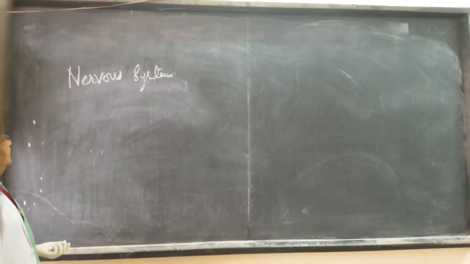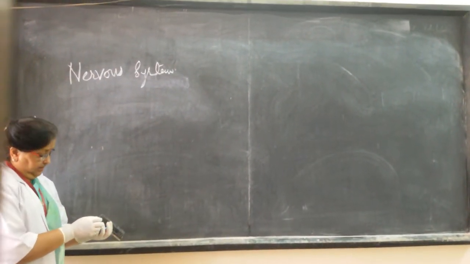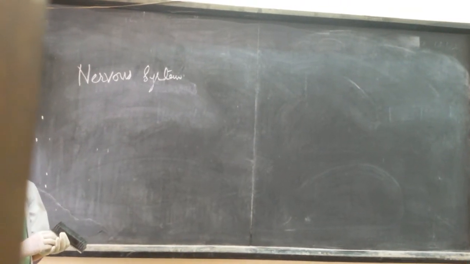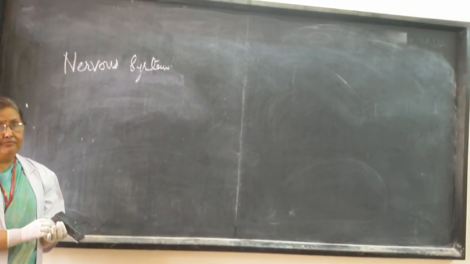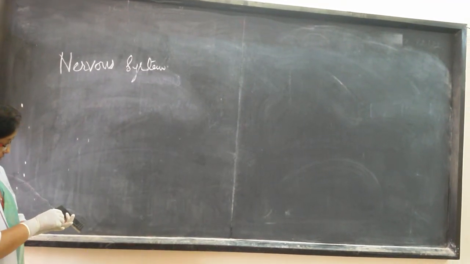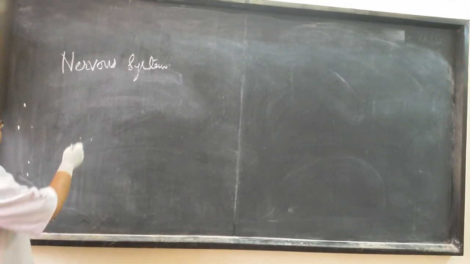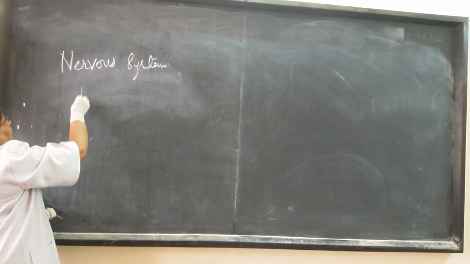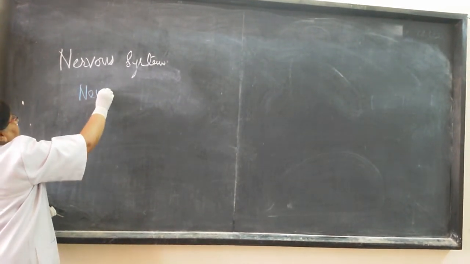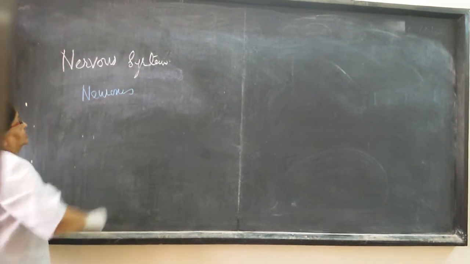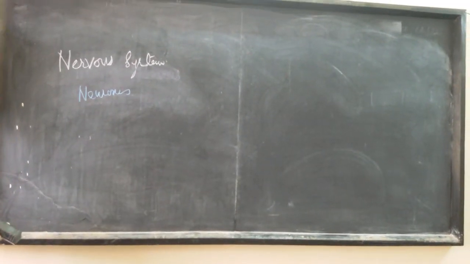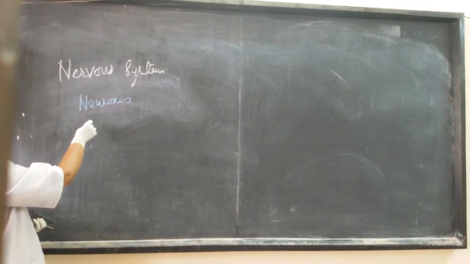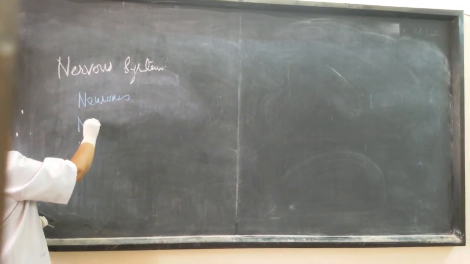Okay. Nervous system. The nervous system, as we know, comprises the neurons, which are the structural and functional units of the nervous system, and the supporting cells. There are some supporting cells known as the neuroglial cells.